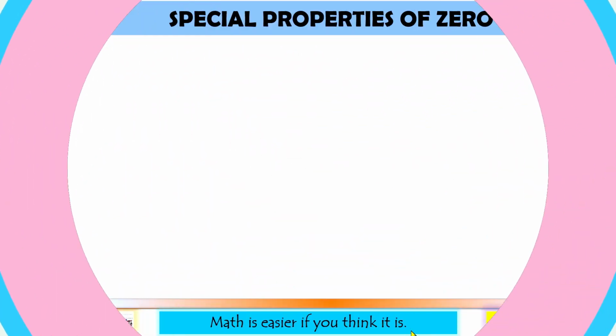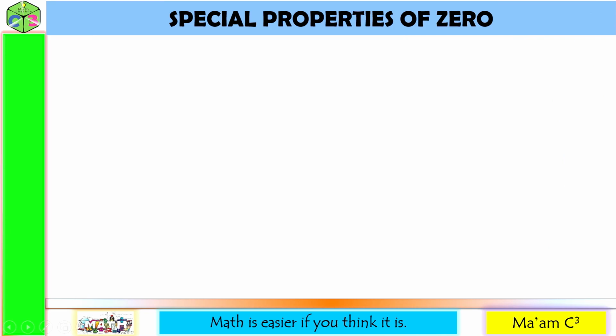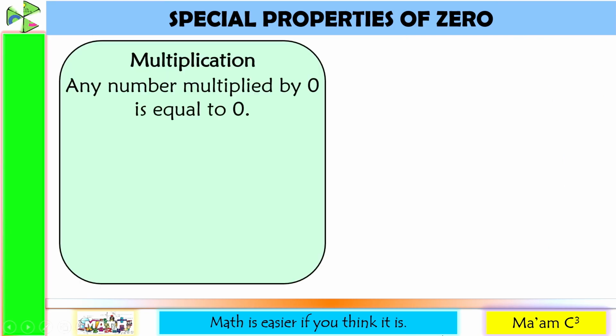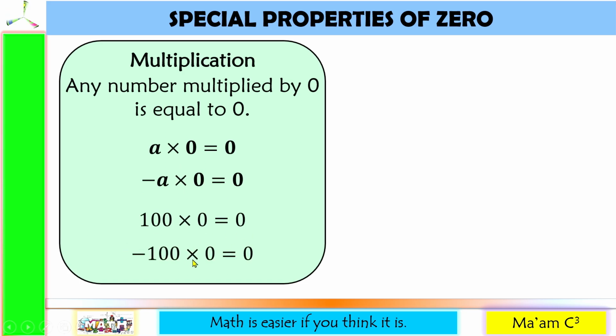I would also like to include the special properties of 0. For multiplication, any number multiplied by 0 is equal to 0. In symbol, a times 0 is equal to 0, or negative a times 0 is also equal to 0. Example, 100 times 0 is 0. Negative 100 times 0 is also equal to 0.